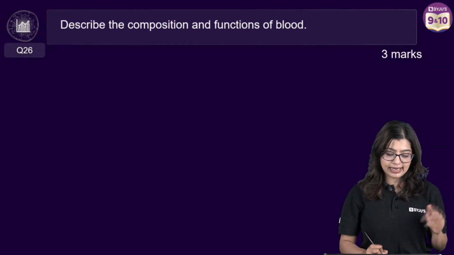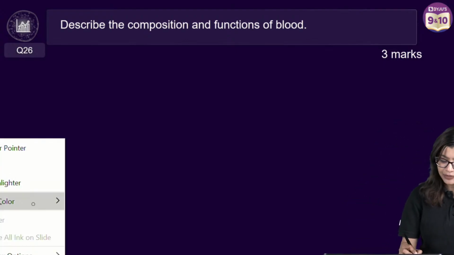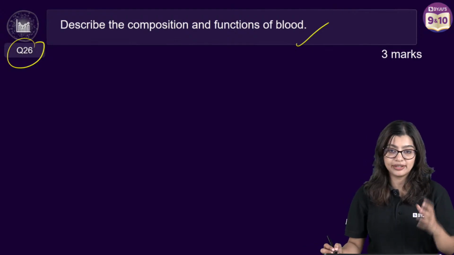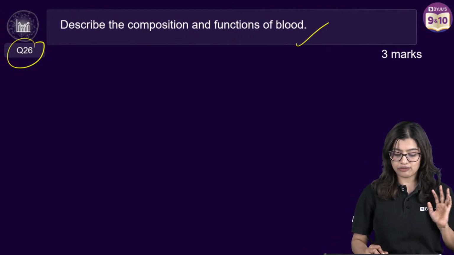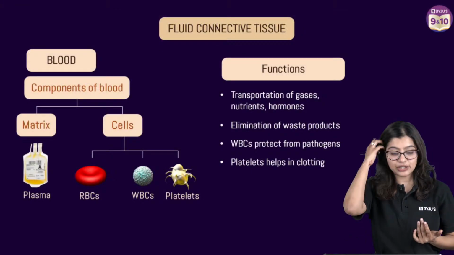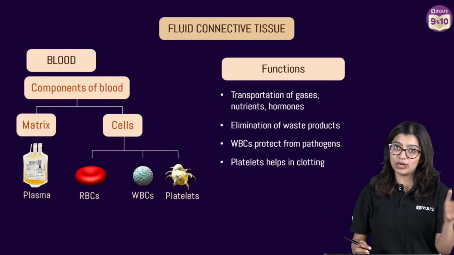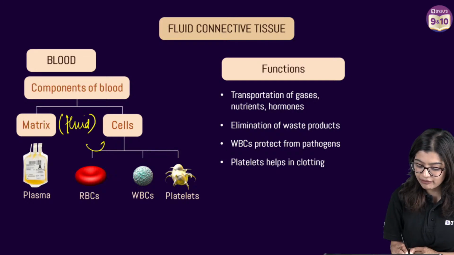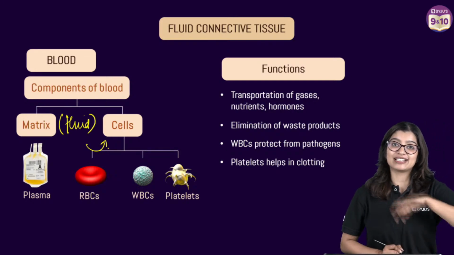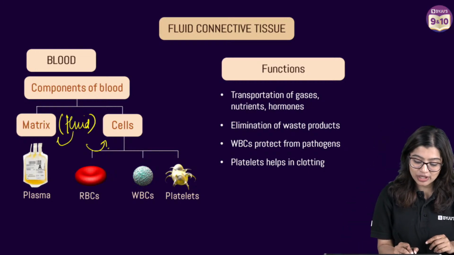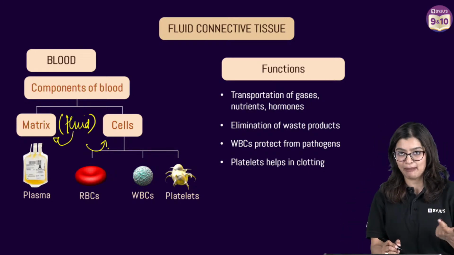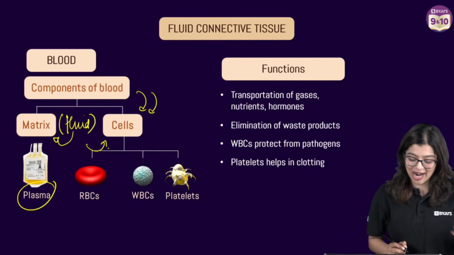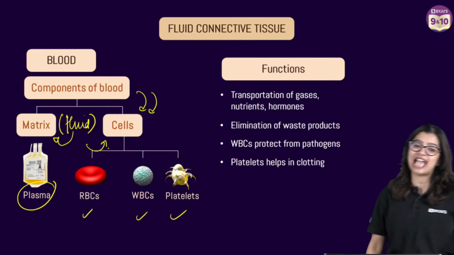So keeping that in mind, let's go on to question number 26. Question number 26 is: describe the composition and functions of blood. Now we know that blood is a fluid connective tissue, right? And broadly it has a fluid part and a cellular part. The fluid part is what we call the matrix, that is the plasma, while the cellular part includes RBC, WBC and platelets.